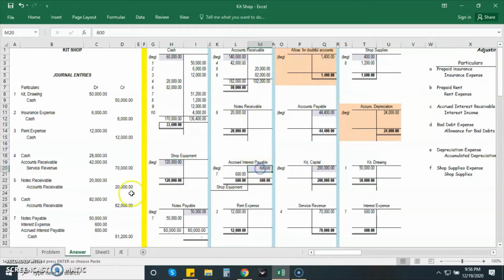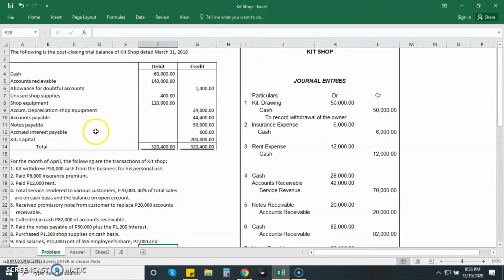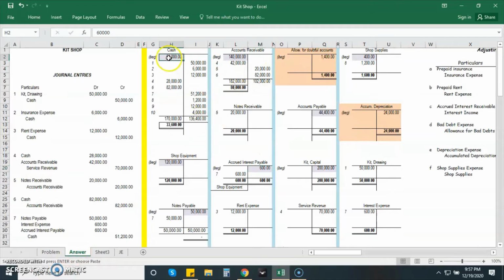Itong mga ito, saan galing ito? Doon sa problem kasi natin, meron tayong post-closing trial balance. Hindi siya first month, but it is a continuous business na. So, ang post-closing trial balance ng March, ang magiging beginning balances for the month of April. So, for example, you have cash nung March, yan ang magiging beginning balances mo sa cash ng April.